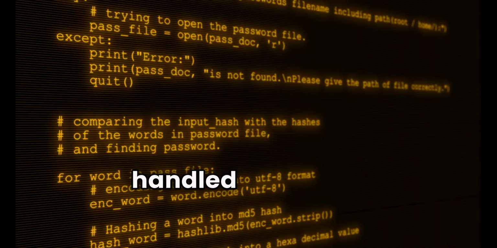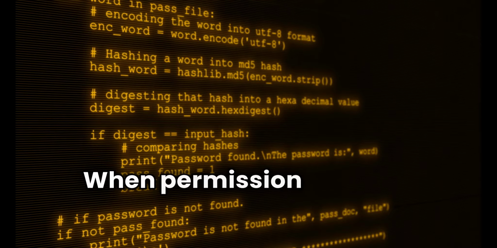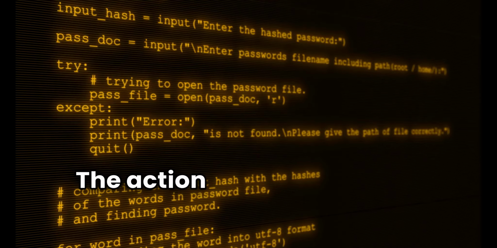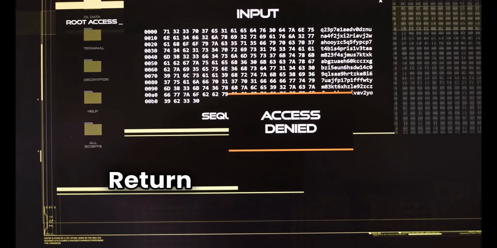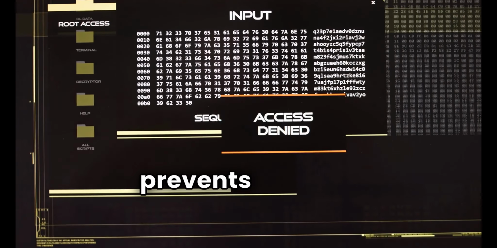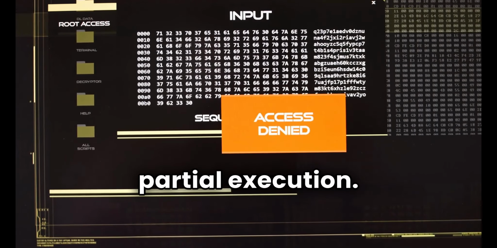Denied actions are handled explicitly. When permission checks fail, the software responds deliberately. The action may be rejected, return an error, trigger fallback behavior. Clear handling prevents silent or partial execution.